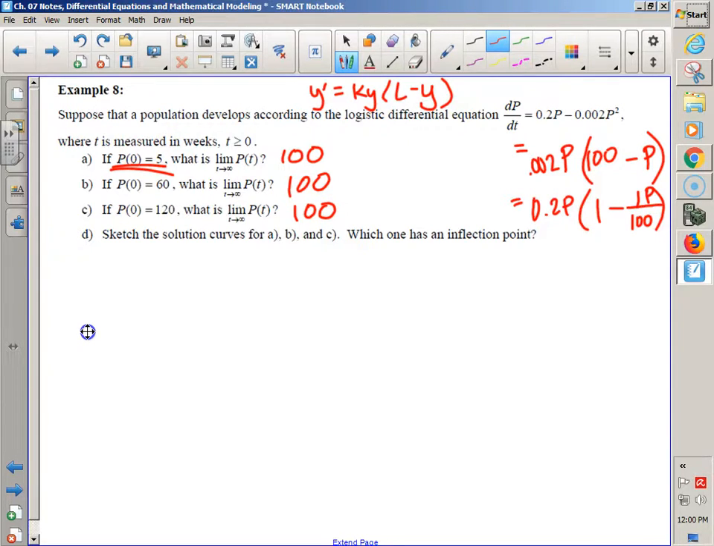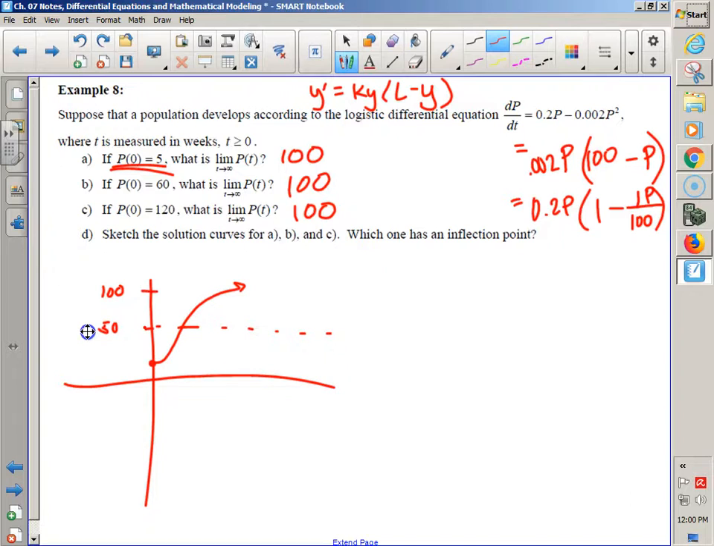Does that make sense? Which one has an inflection point? Didn't we talk about it? We have 100, and the inflection point should happen at 50. This guy will have an inflection point. This guy will not. And this guy, well, he won't either. Pause. Does it make sense? This guy will have an inflection point because he's going to 50. He's going to be increasing and then decreasing for the growth rate, not the population. This guy is already starting above the point at which the population would be growing the fastest, so he's not going to change. I already lost you guys, didn't I?